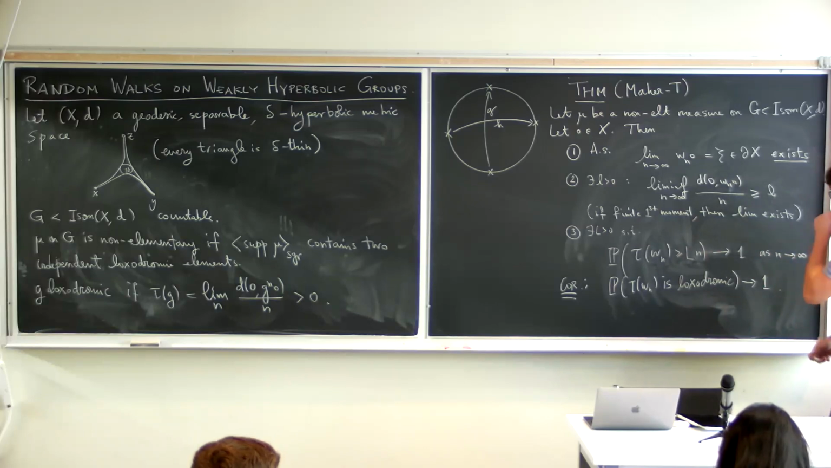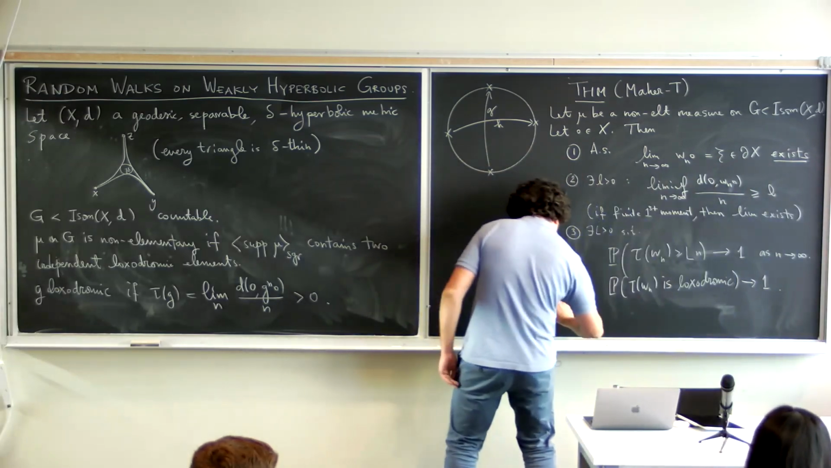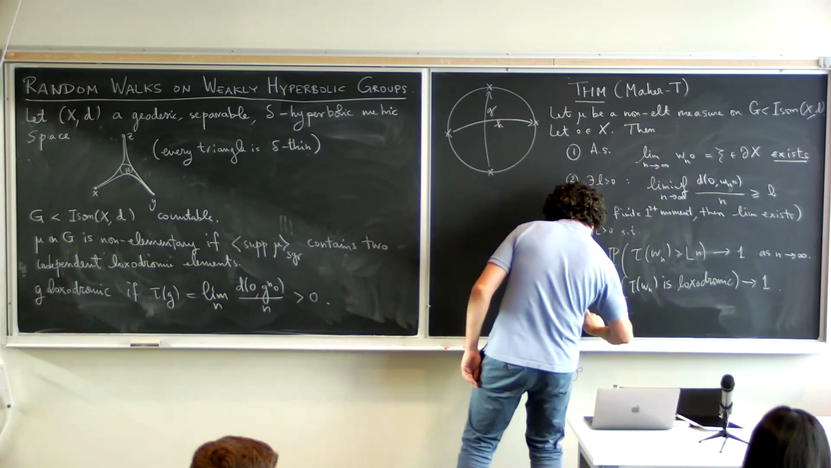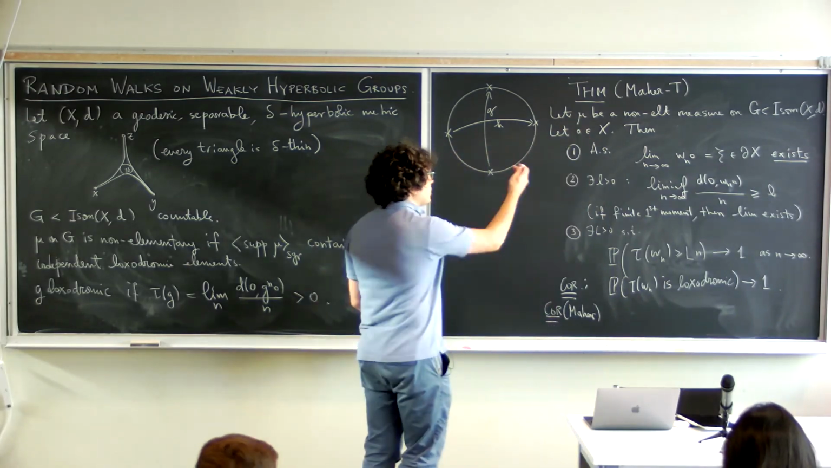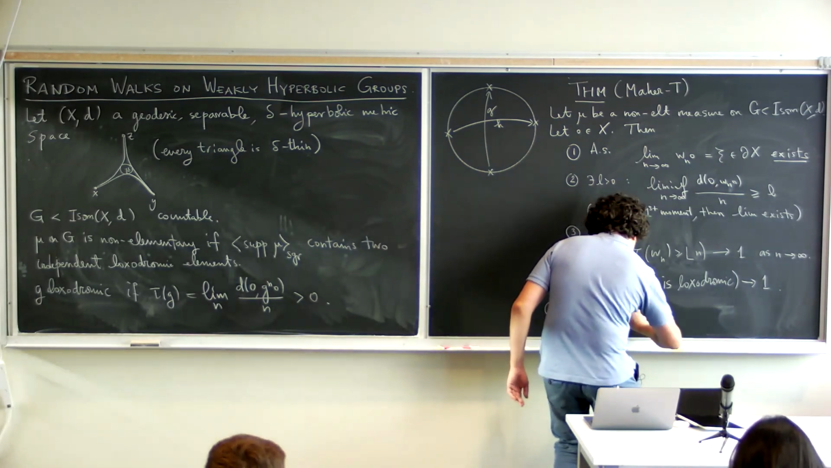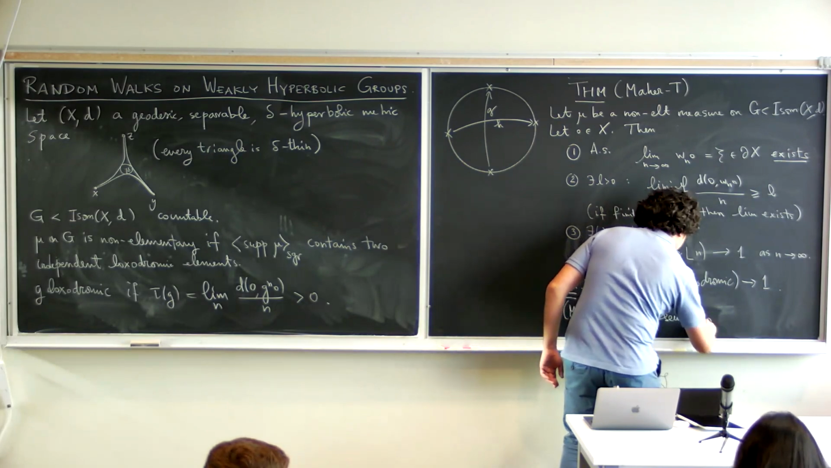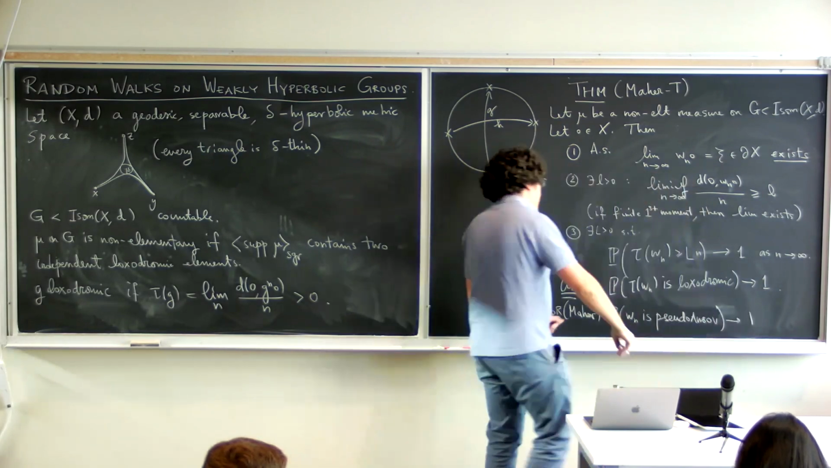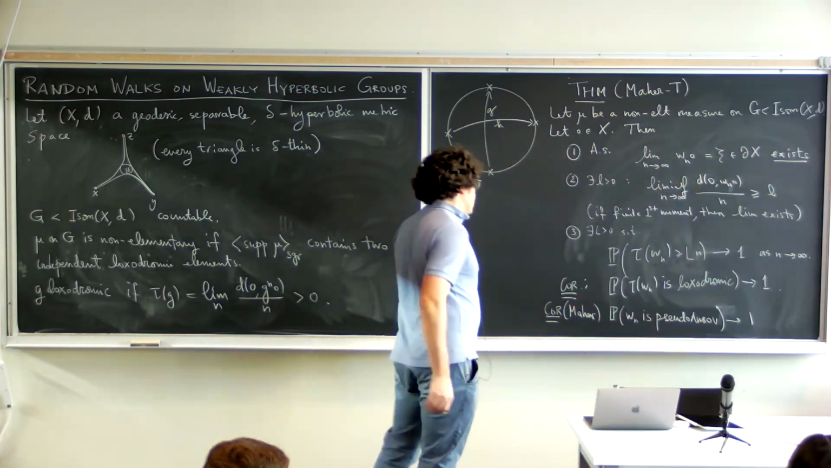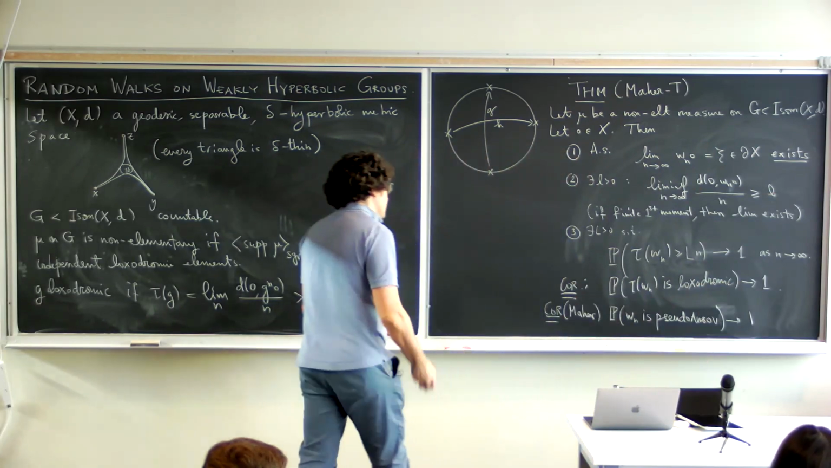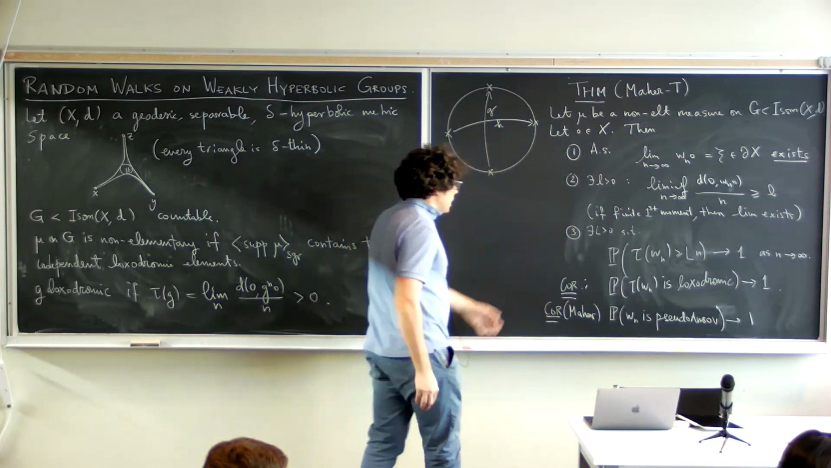For instance, this gives the very famous corollary due to Maher, before our work: if you look at the action of the mapping class group, the probability that W_n is pseudo-Anosov goes to 1. If you think of G as the mapping class group and X as the curve complex, then the loxodromic elements there are pseudo-Anosov elements. That's an easy consequence, and this is a generalization to any action.